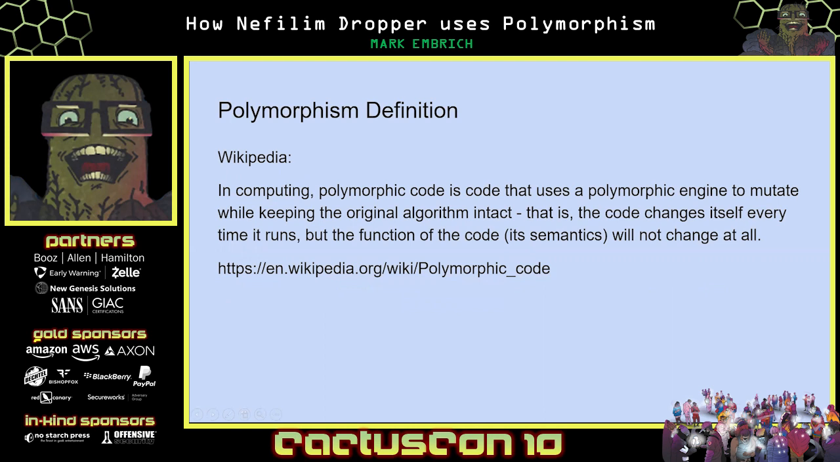Okay, so what is polymorphism? Here is the Wikipedia definition. It's polymorphic code that uses a polymorphic engine to mutate while keeping the original algorithm intact. What I'm going to talk about is not exactly that. The malware file doesn't change itself. The dropper uses a function to write a slightly different file each time, such that the file hash is different, but the dropped file functions the same.